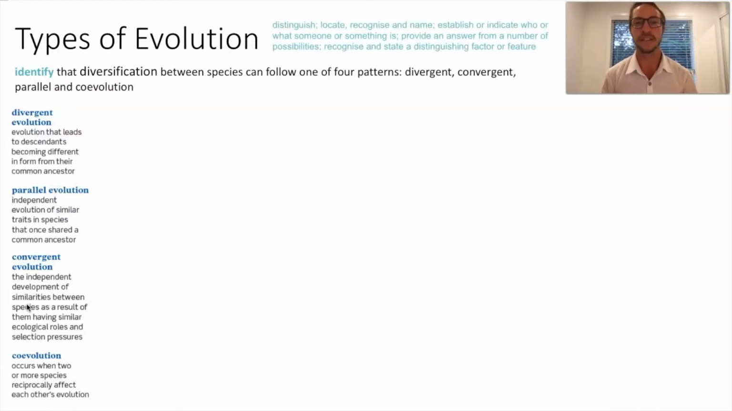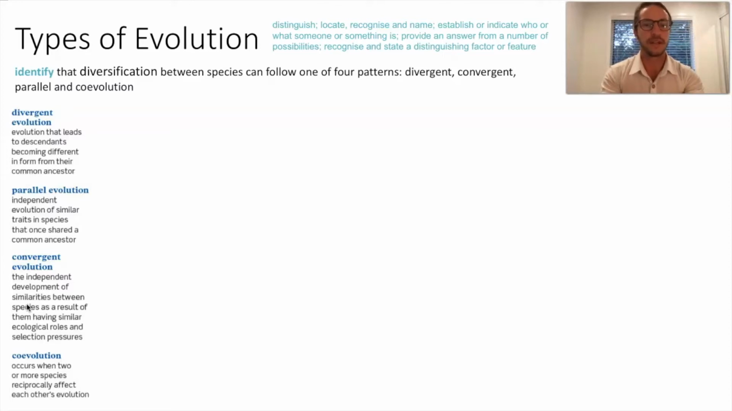What does it mean to identify? Well, it means to distinguish, to locate, recognize, and name. To establish or indicate who or what someone or something is, to provide an answer from a number of possibilities, and to recognize and state a distinguishing factor or feature. So basically, it means to identify something and maybe provide a little bit of evidence as to why it's that. So let's get into it then.